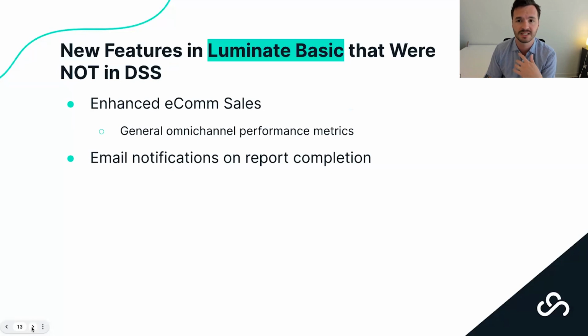New features in Basic that weren't available in DSS. So this is the stuff that Walmart is saying, hey, it's a better feature. It's a better program. It's a better app than DSS. So here's why you should get excited about it. Well, the enhanced e-com sales, what Walmart was saying a lot at the beginning was just Luminate is more accurate. Luminate is more accurate than DSS. So we need you all to switch over sooner rather than later, etc. Email notifications on report completion.